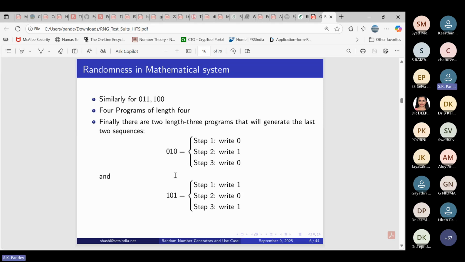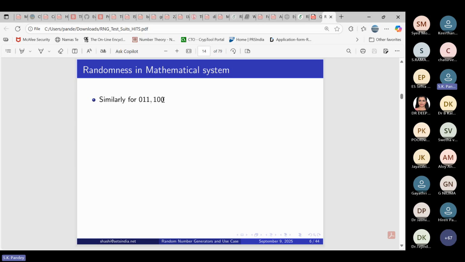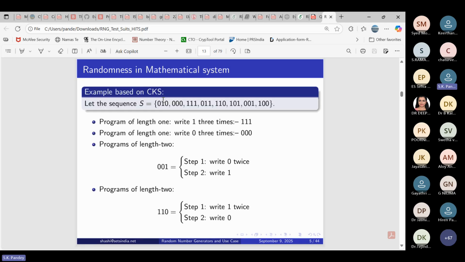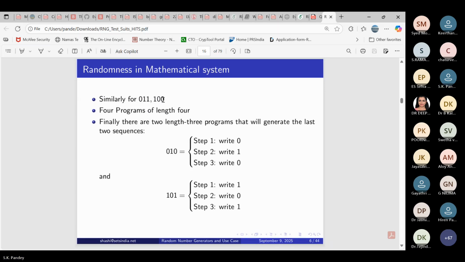So these 2 sequences actually required 3 steps. Top 2 sequence 011 and 100 required 2 steps. These 2 required 2 steps, and finally only 2 sequence required 1 step. So ultimately you are able to find out the set of rules, length of rules corresponding to all possible 3-bit sequence.